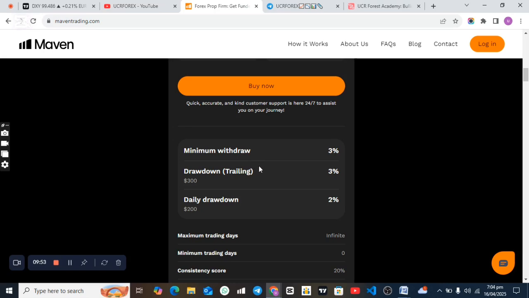So we have what we call a trailing drawdown, which can also be called overall drawdown. This trailing drawdown is the maximum loss you can have before the account gets closed. What do I mean by that? It's the highest loss limit you can have. If you are trading and making losses, and at the end of the day you see that your account is approaching this 300 USD, just know that if it hits 300, which is the 3%, your account is gone. You have breached the rule.